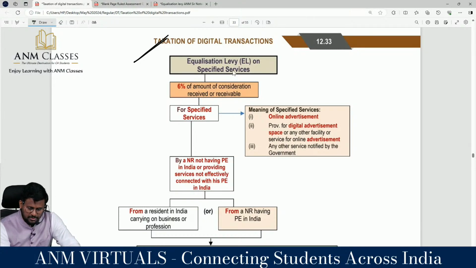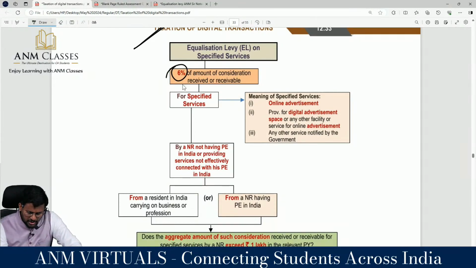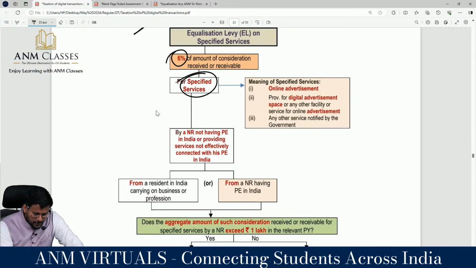Equalization levy on what services? 6% of the amount of consideration received or receivable. Correct? What is specified services? It is online advertisement, provision for digital advertisement space or any other facility or service for online advertisement, or any other service notified by the government.